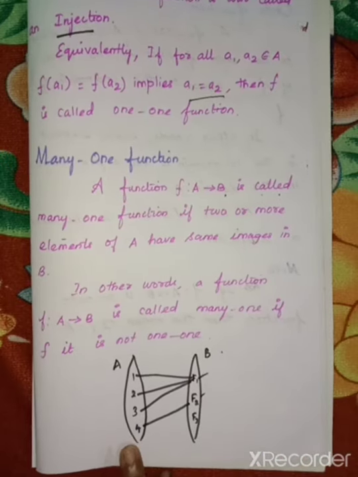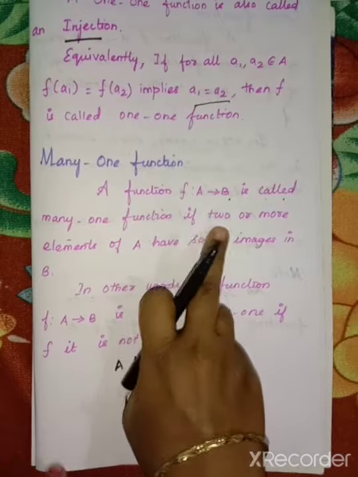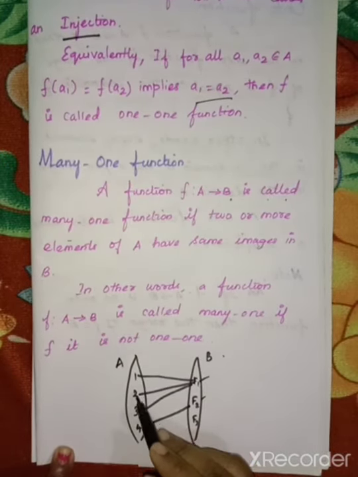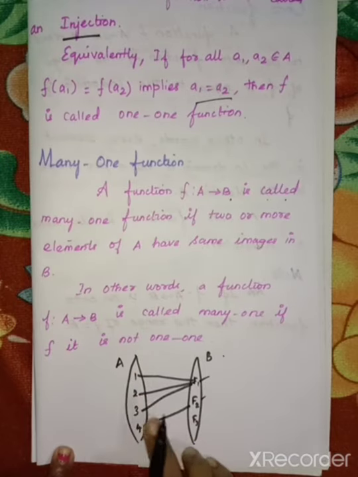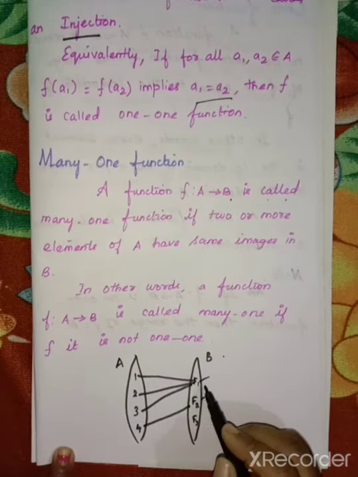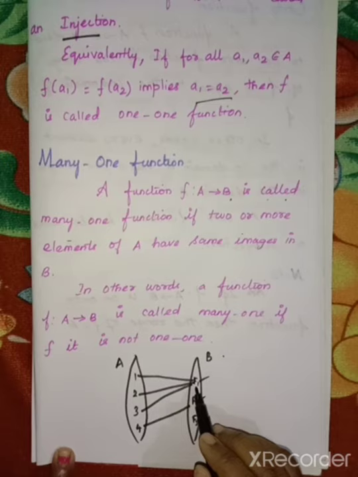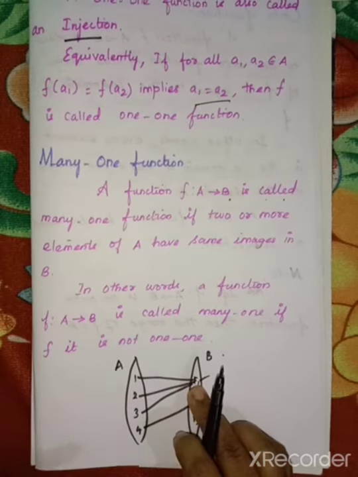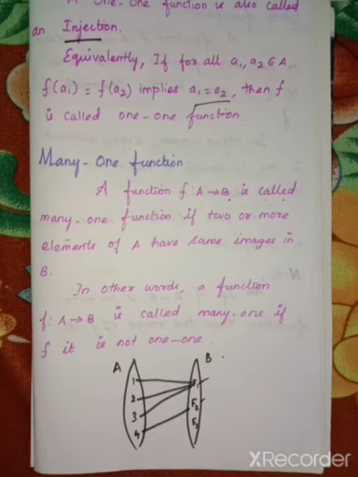So here see, 2 or more elements of A, here 1, 2, 3, three elements are there, so they have the same image in B. So like that, for one image we have so many elements, that is a many-to-one function.